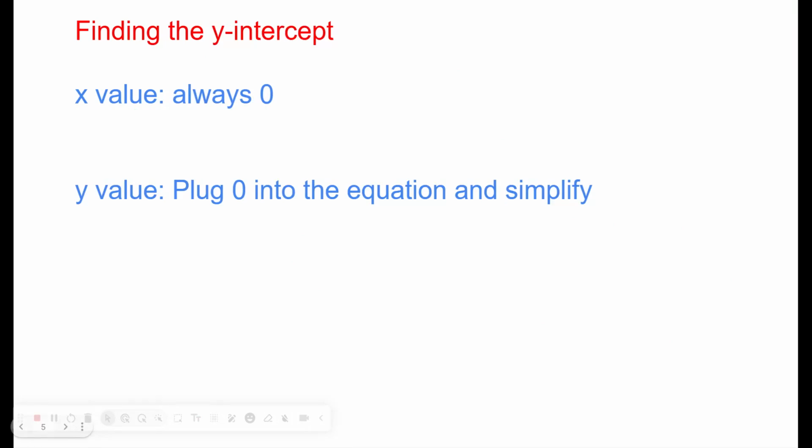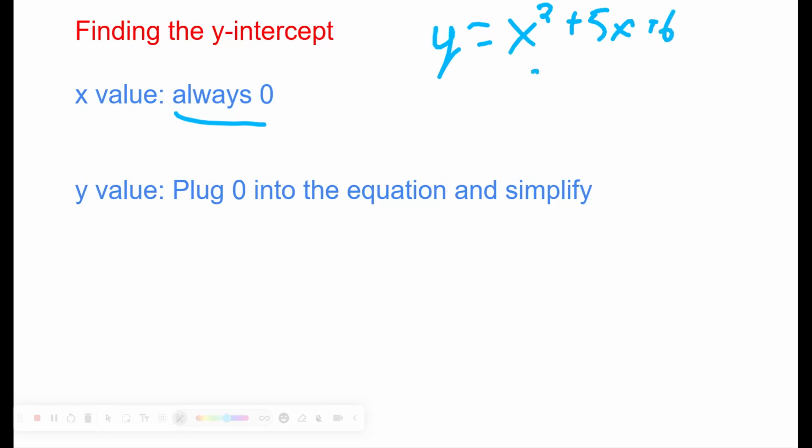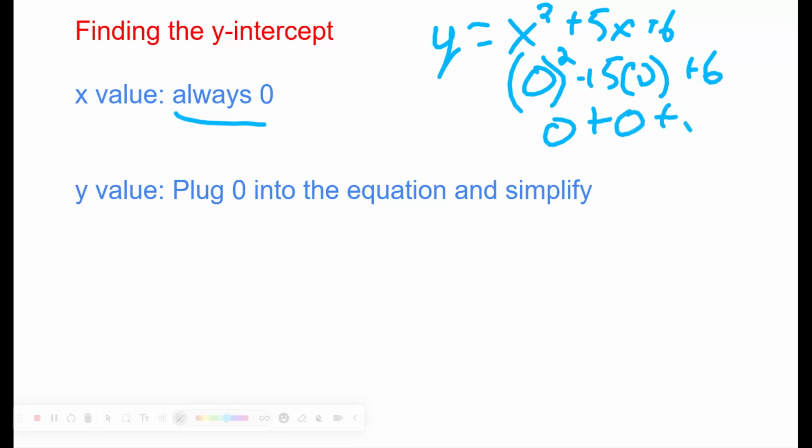All right, what about the y-intercept? Not as two-sided there. The x value is always going to be 0. So let's just take the same equation we just had, y equals x squared plus 5x plus 6, and we're going to plug in 0 for x. 0 squared plus 5 times 0 plus 6. 0 squared is 0, plus 0 times 5 is 0, plus 6. So my y-intercept is going to be 6. So my y-intercept will be 0, 6. We'll be able to plot that on the graph.